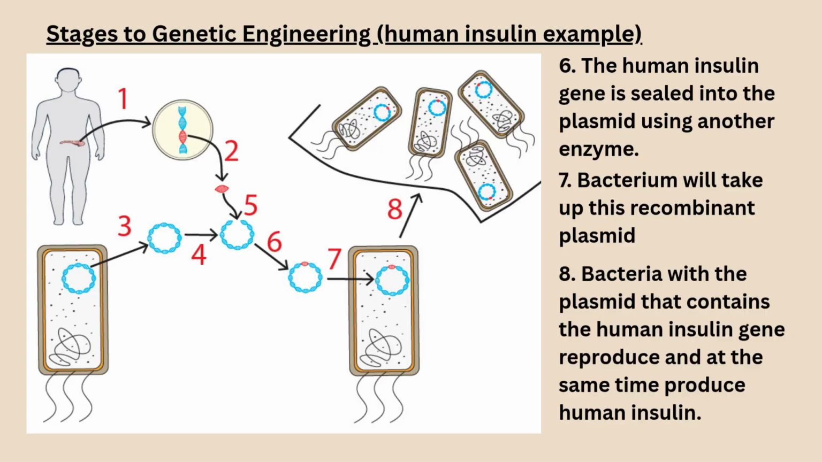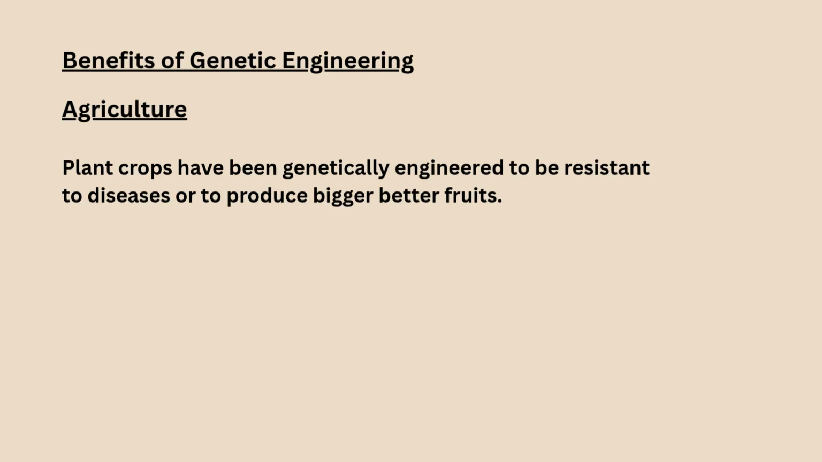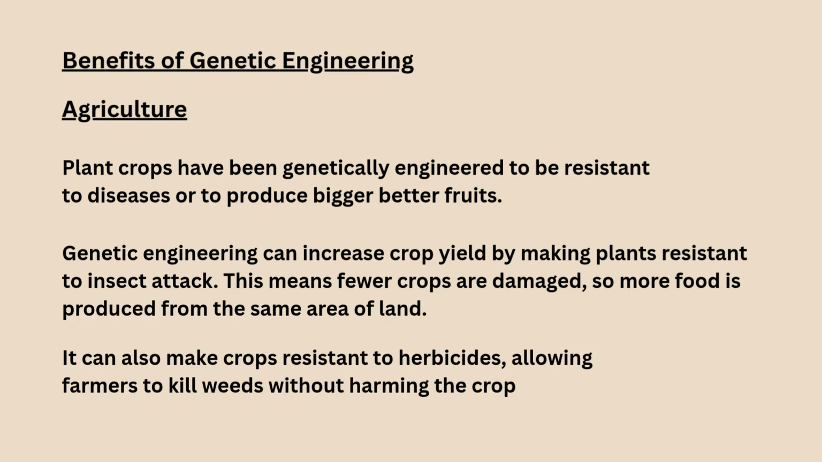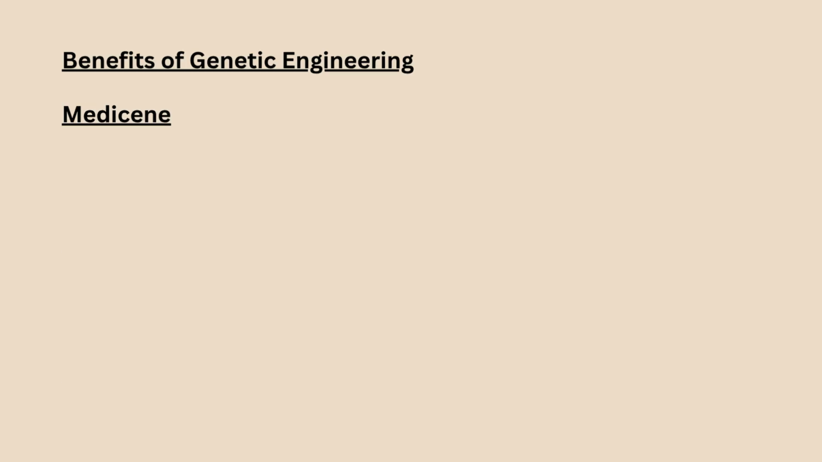Benefits of genetic engineering in terms of agriculture. Plant crops have been genetically engineered to be resistant to diseases or to produce bigger and better fruits. Genetic engineering can increase crop yield by making plants resistant to insect attack. This means that fewer crops are damaged, so more food is produced from the same area of land. It can also make crops resistant to herbicides, which are weed killers, and this allows farmers to kill the weeds without harming the crop.